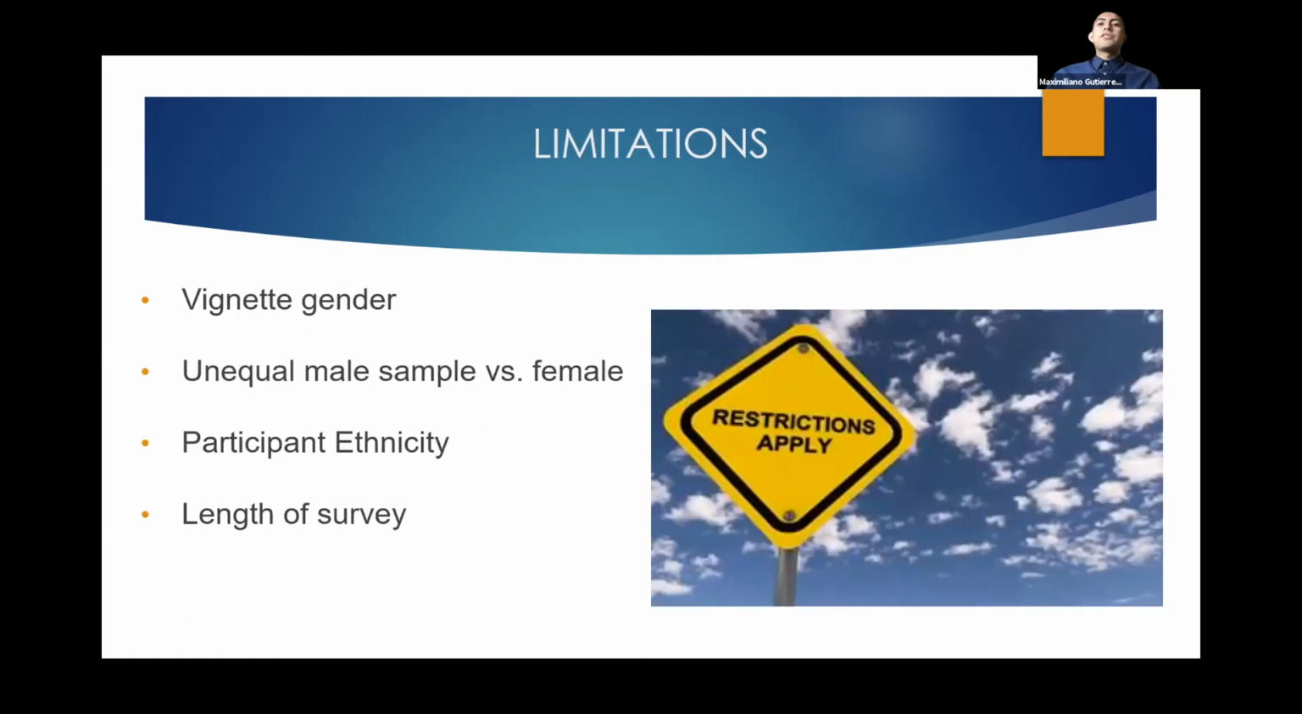Some potential limitations include gender bias, where we only had Sophia for schizophrenia and Michael for bipolar. We also had an unequal male and female sample size, and our Latinx individuals made up almost half of our sample size. The length of the survey took an average of about 45 minutes for a participant to complete, where research has shown that after 15 minutes on a survey, the responses begin to decrease in accuracy.